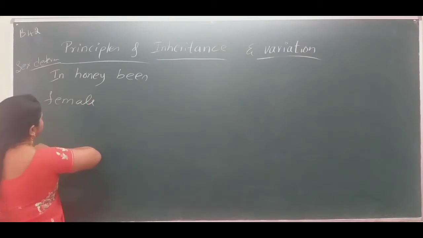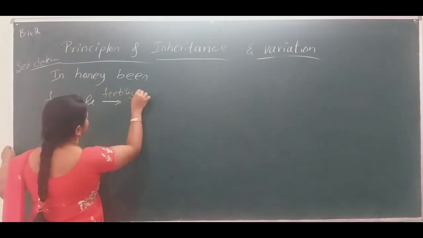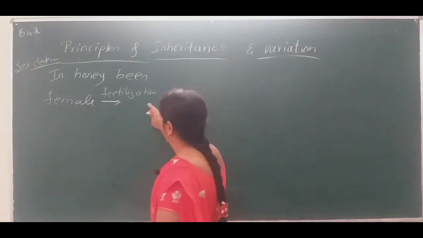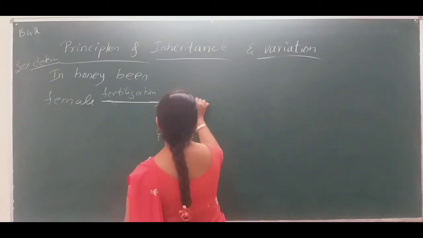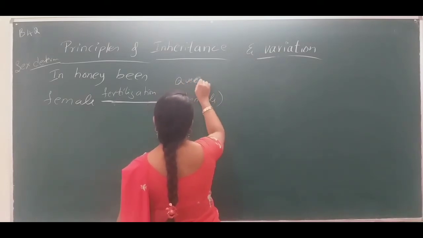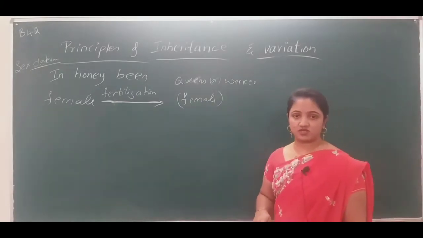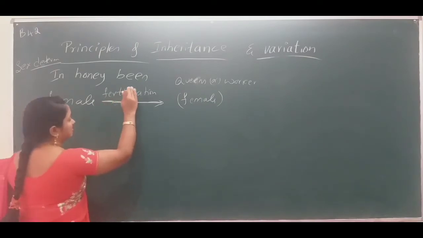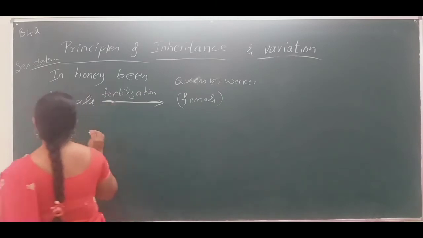Concentrate on this. In case of fertilization, if the female honeybee fertilizes with the male honeybee, it gives rise to offspring which are female, that is, queens or worker honeybees. Once the female fertilizes with 15 to 20 male honeybees, the resultant offspring will be queens or workers. Okay, only queens or workers, the female honeybees.